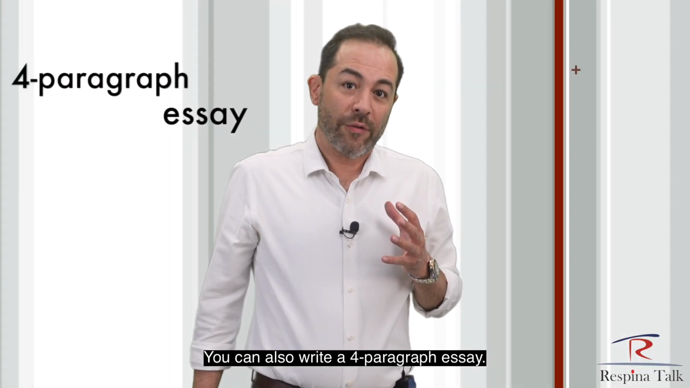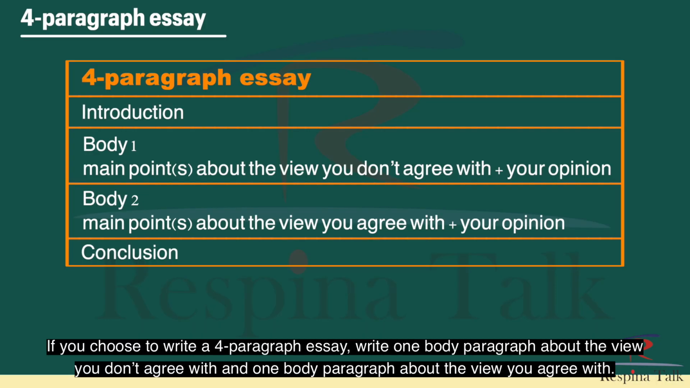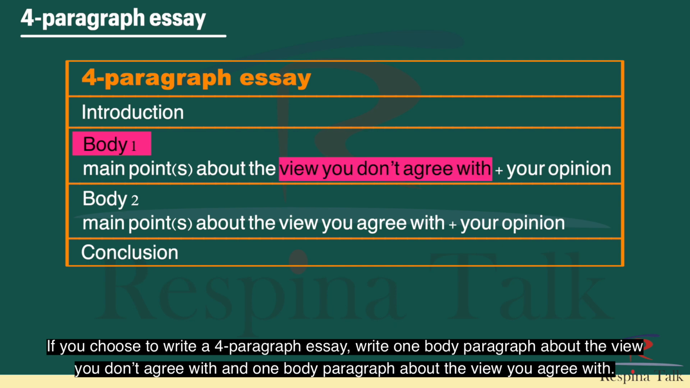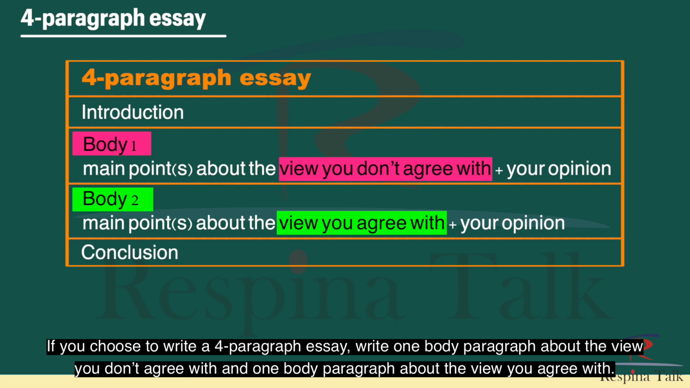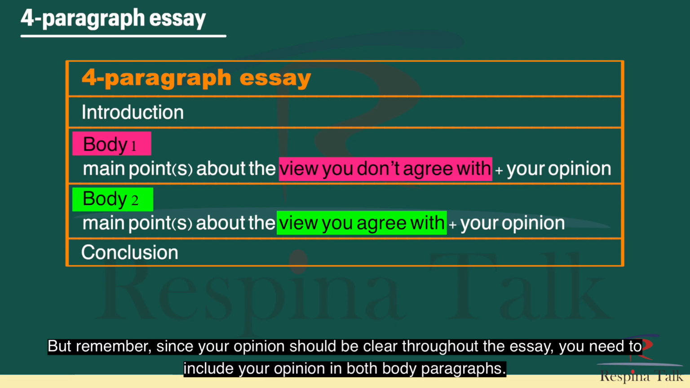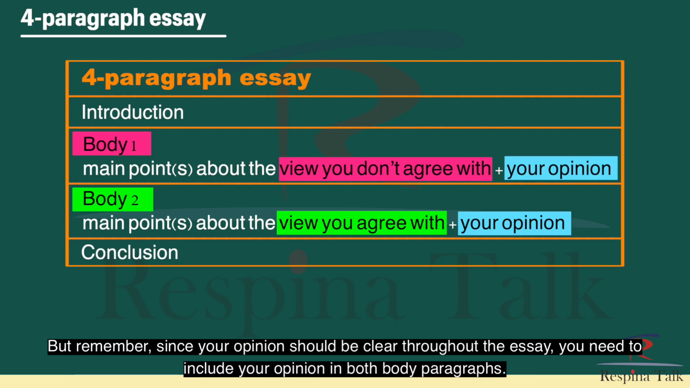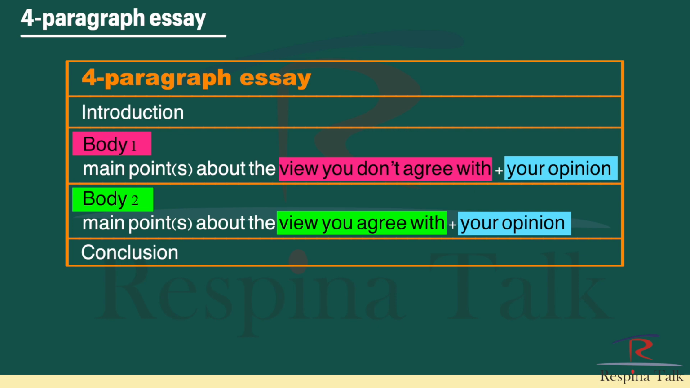You can also write a 4-paragraph essay. If you choose to write a 4-paragraph essay, write 1 body paragraph about the view you don't agree with, and 1 body paragraph about the view you agree with. But remember, since your opinion should be clear throughout the essay, you need to include your opinion in both body paragraphs.